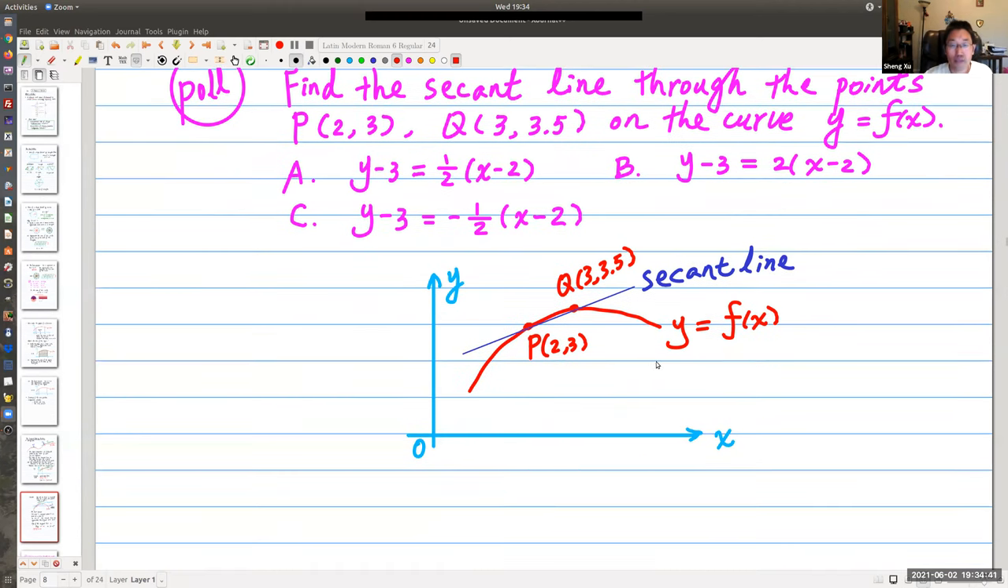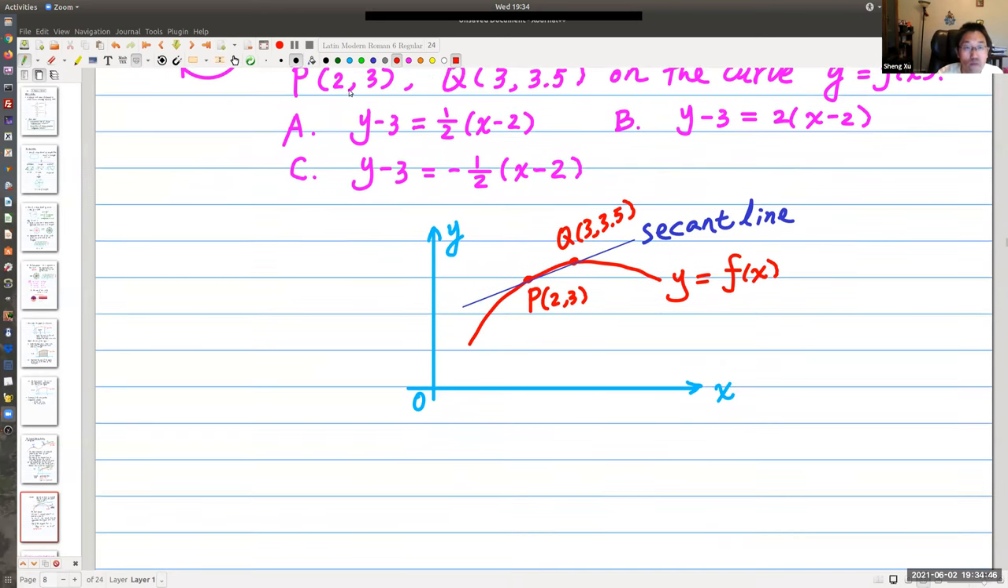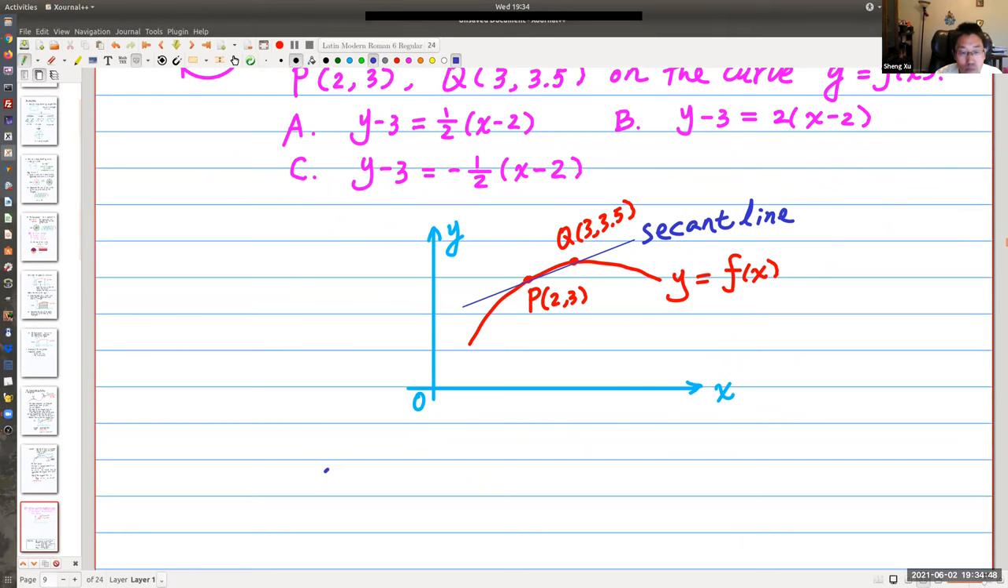So how do we find the slope of a line through two points? You need to know the formula. The slope of the line through points P and Q is given by the difference of the y coordinates of these two points divided by the difference of the x coordinates. So it's yQ minus yP divided by xQ minus xP. That's the formula: difference of y divided by difference of x. That's called the slope.